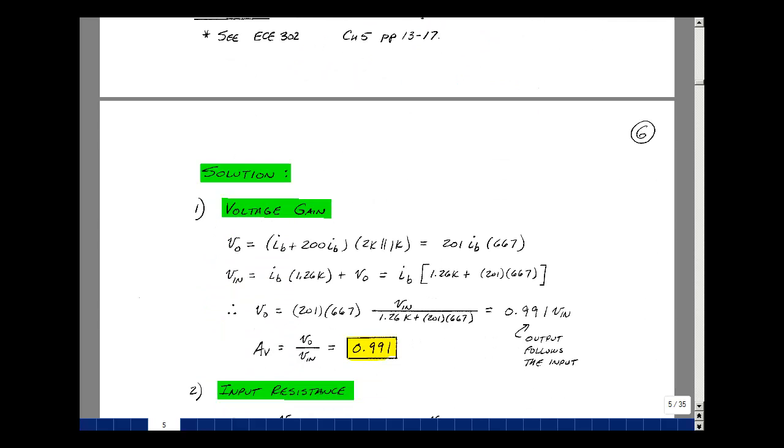This is shown on the next page. So here's our first equation with V out in terms of I sub B. The second equation with V in terms of I sub B and V out. Now let's substitute in from the first equation this 201 IB times 667. I'll take common I sub B here, and I've got I sub B times 1.26K plus 201 times 667. I can go back and substitute that in back over here. So V out is 201 times 667 times I sub B, but I sub B is V in divided by this. Turns out the answer here is 0.991.